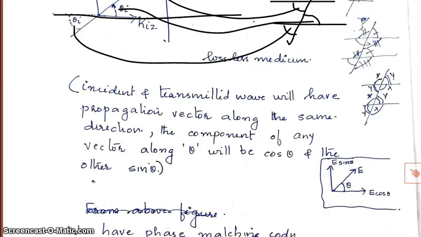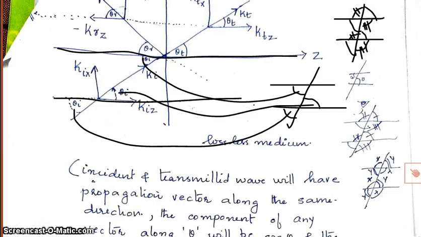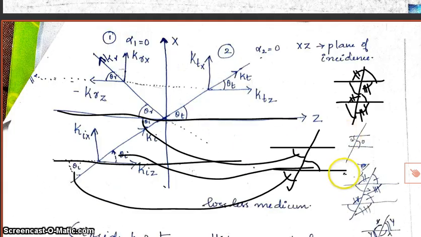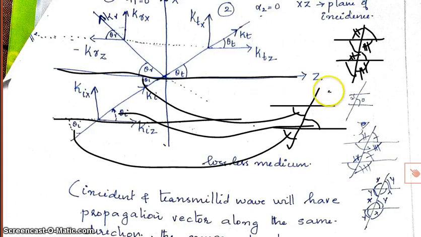Now similarly I have resolved the components for KRX and KRZ, and here I have marked this angle as theta R, and similarly theta T is also marked here. Both theta R and theta T are also drawn based on this particular concept.